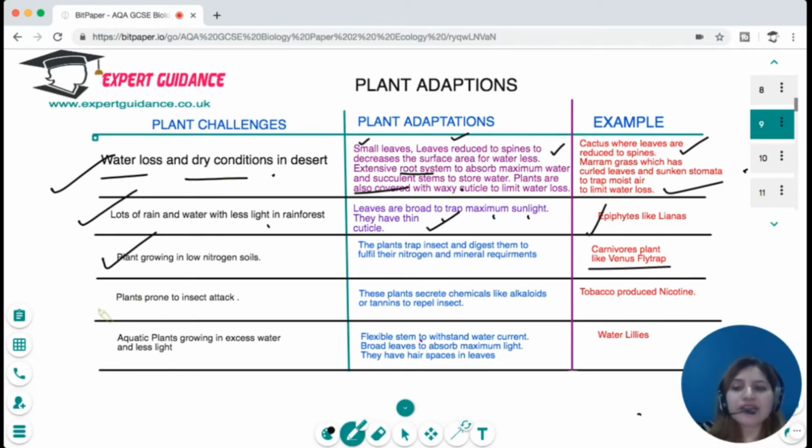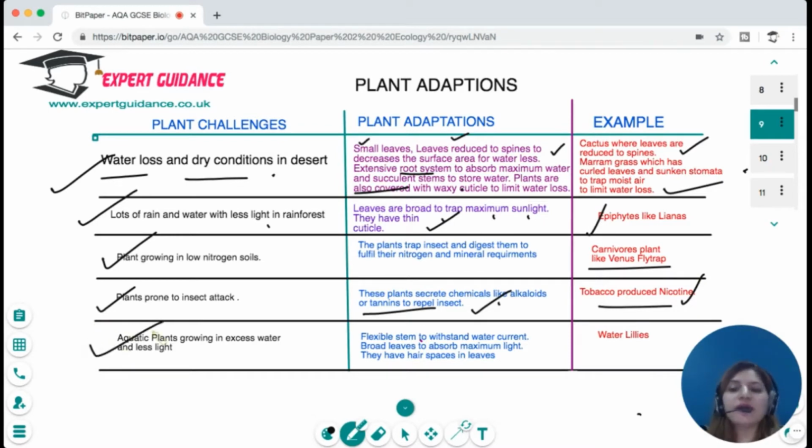There are some plants which are prone to insect attack. These plants secrete chemicals like alkaloids or tannins, which help them to repel the insects. For example, the tobacco plant produces nicotine as a chemical.